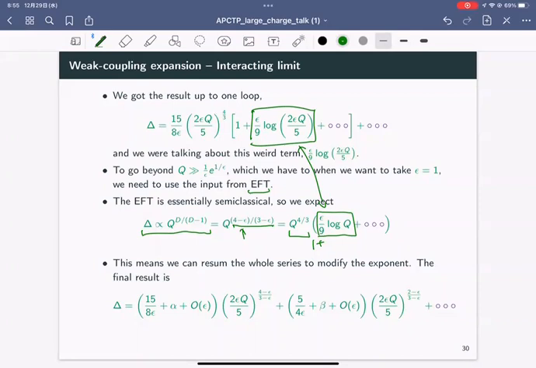So we resummed the whole series into a modified exponent. The final result is consistent with effective field theory, meaning you have this exponent, which we expected from the effective field theory. And this is the correction in the epsilon expansion. So basically, we computed the unknown coefficient using the epsilon expansion. So it's the final result.